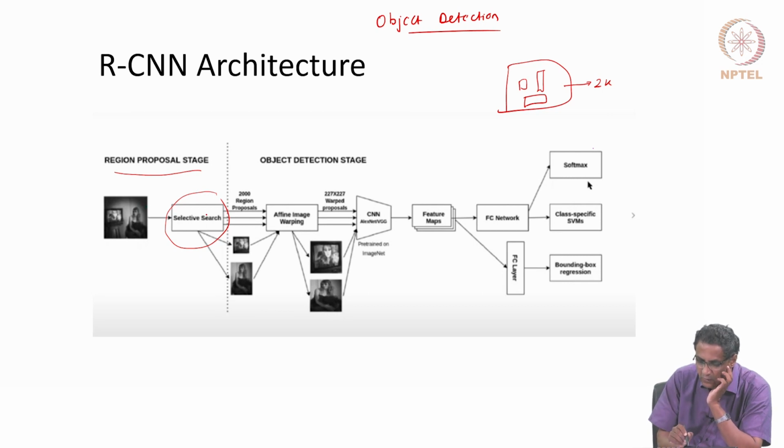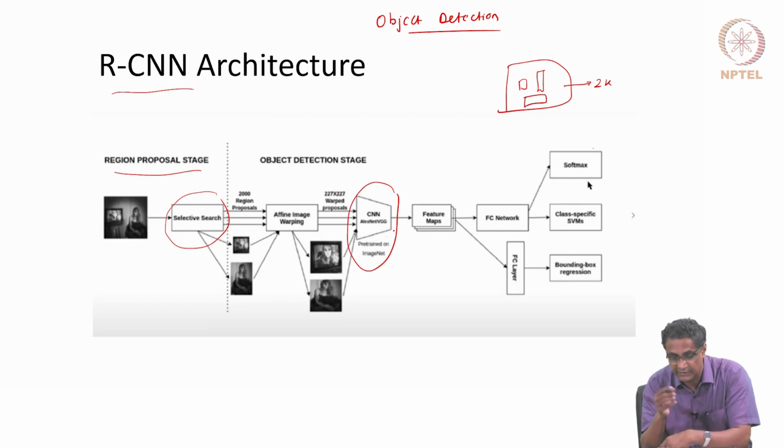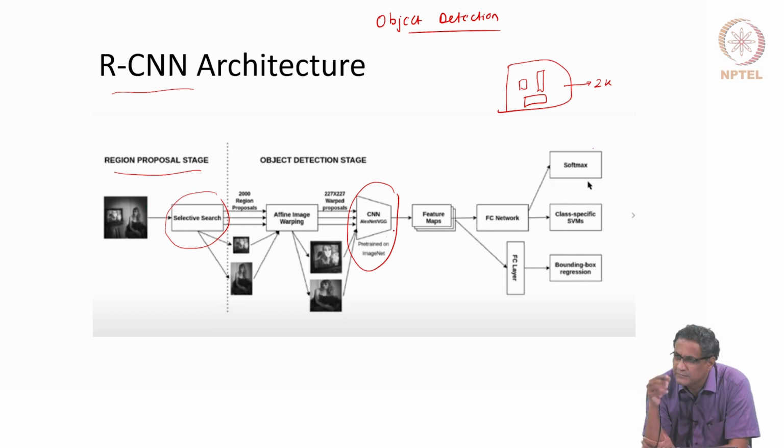Now, what RCNN uses as a backbone is actually an AlexNet. This is an AlexNet pre-trained, typically, on your ImageNet database, which has 1000 classes and a million images, which we have seen before. This is also the reason why this work is one of the most important ones, because this was the first one to show that you can use a pre-trained network which was meant for a different task.